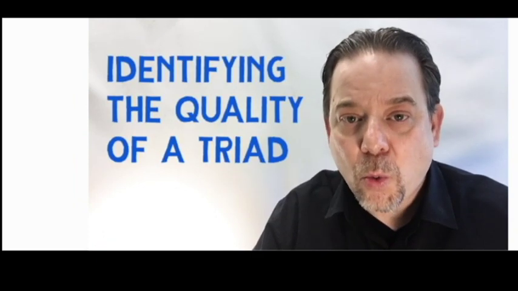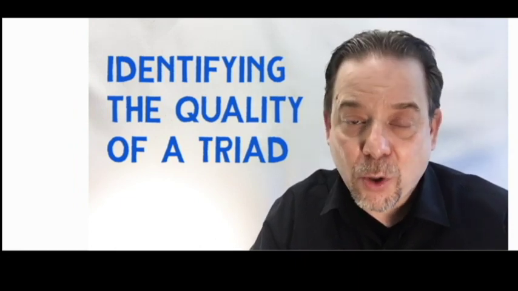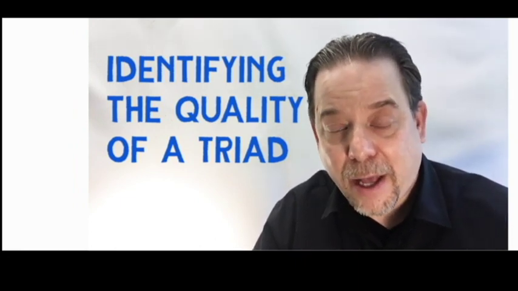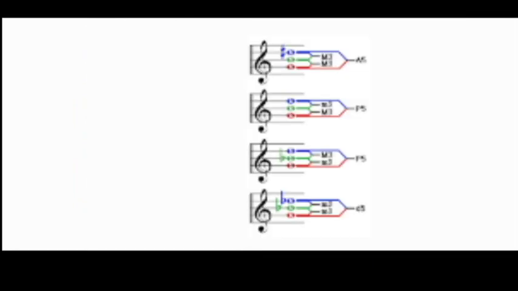Now we're ready to move on to the next step, but here's where it gets just a little bit tricky. Once we've been able to stack thirds to identify the root, the third, and the fifth of any triad we come across, now we have to be able to identify the quality of the triad. You see, triads come in 4 different qualities based on their intervallic content. So in Western music, there are 4 main triads.